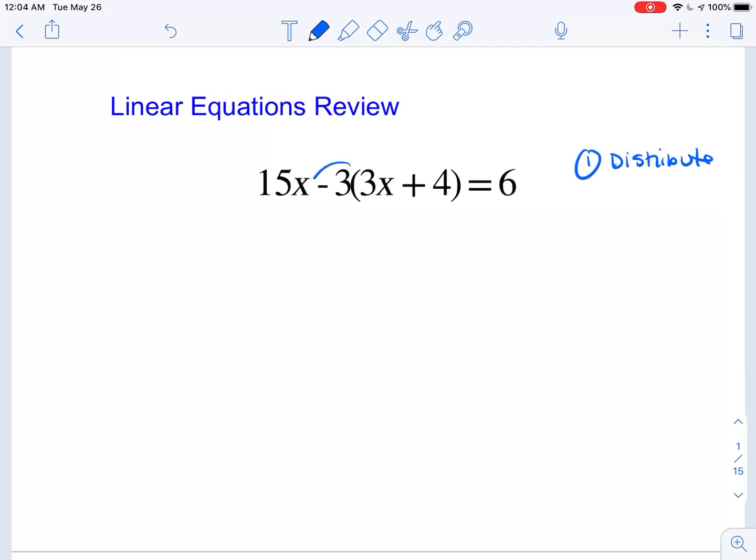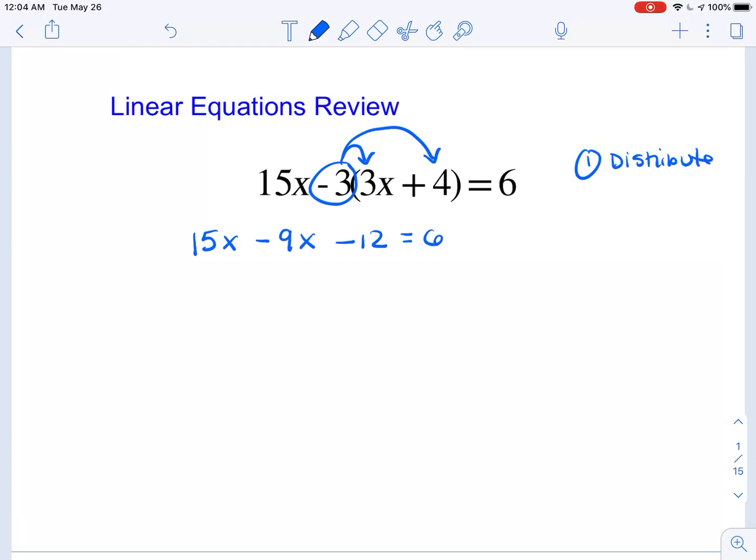Now, when we distribute, remember, the sign comes with it. So I'm going to distribute a -3 to both of these terms inside the parentheses. So I get 15x and minus 9x minus 12 is equal to 6. Now, please remember to distribute that negative.